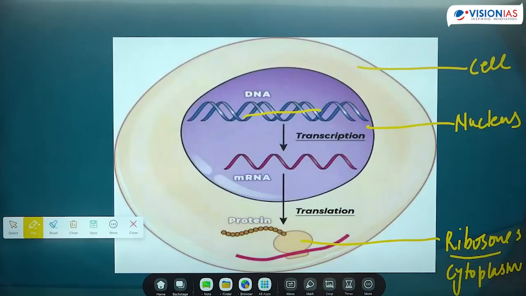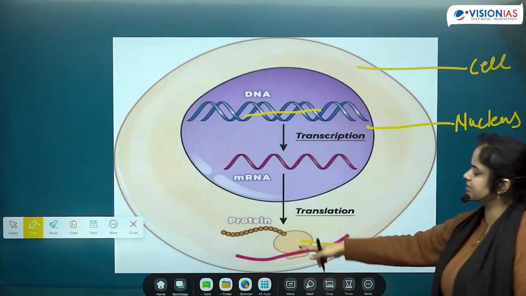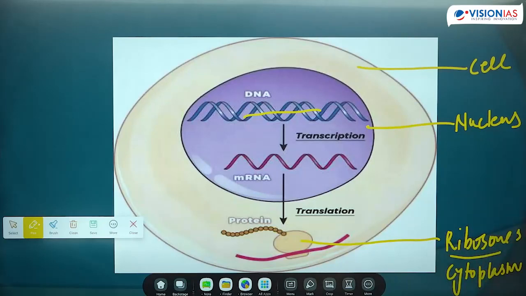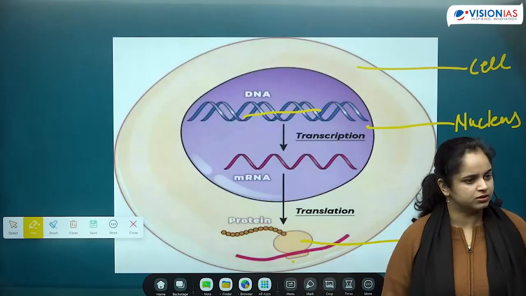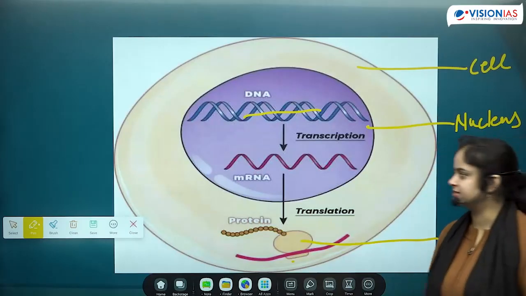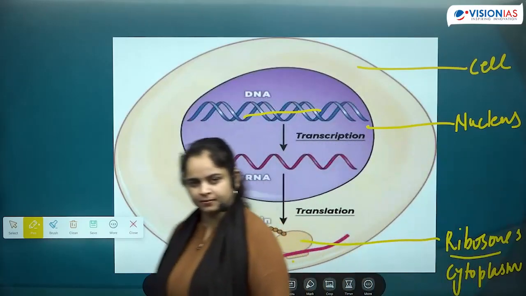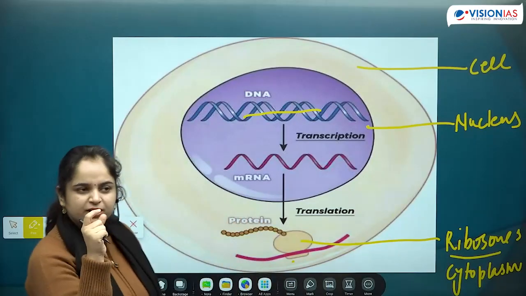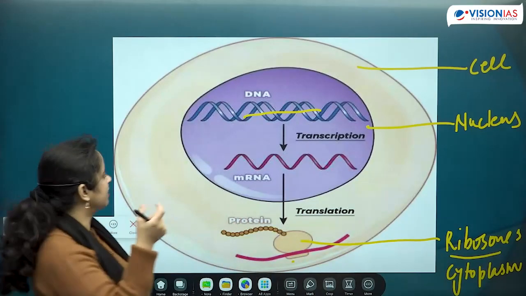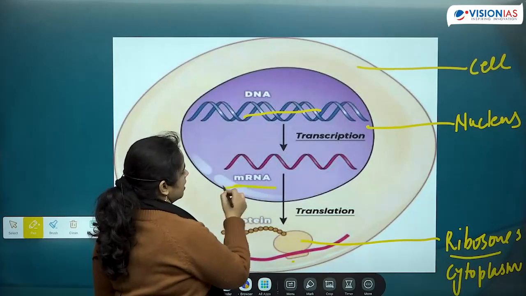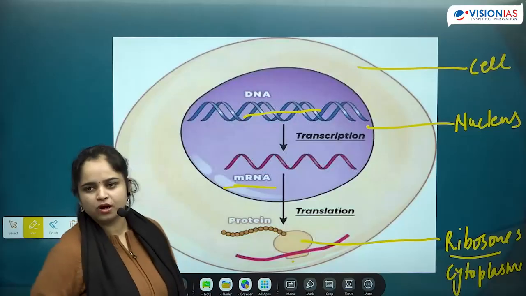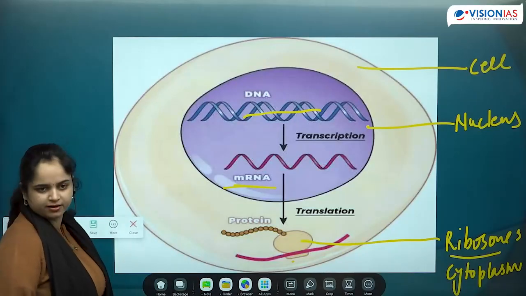That means somehow this information from the nucleus has to go to the cytoplasm. Now DNA, very huge molecule, very large molecule, it cannot come out of the nucleus to give the information to the ribosomes. So what it does is, it creates a messenger. The gene or the segment of DNA which has to show its impact, that particular information is given to a messenger called messenger RNA or mRNA.